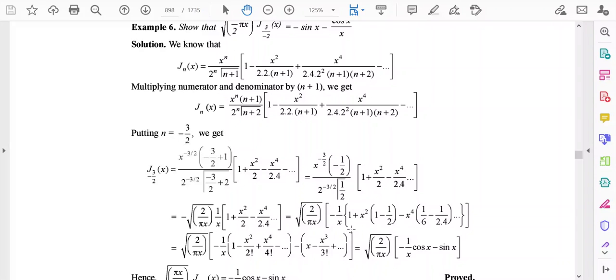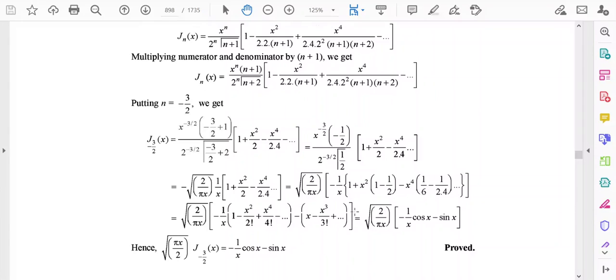Then we are writing this series in this way, that is to obtain two different terms. Suppose for example this is 1, but for x square by 2, we are writing x square into 1 minus half. And for this term, that is x to the power 4 by 2 into 4, we are writing in this way, that is x to the power 4 into 1 by 6 minus 1 by 2 into 4. Actually this we are doing for a special purpose. So next what we will do, we will separate this series into two different series.